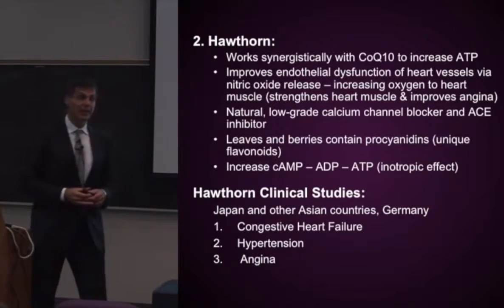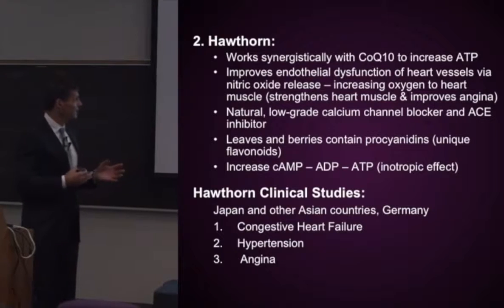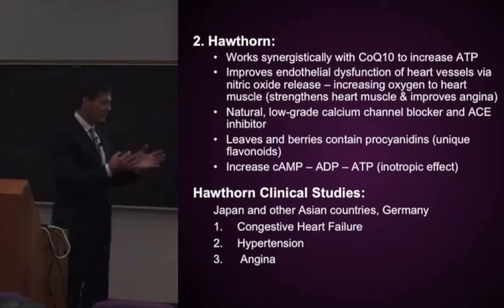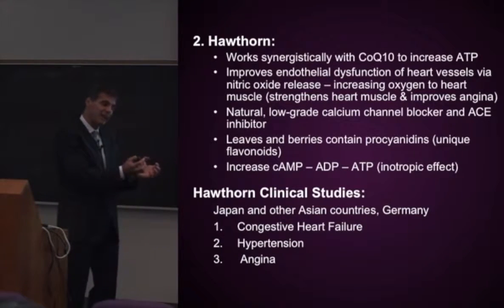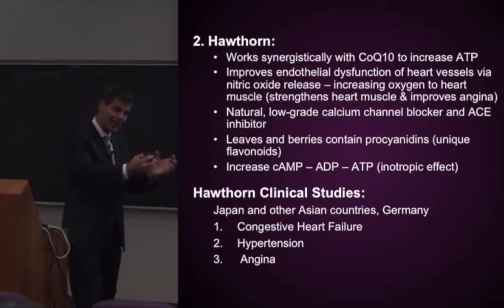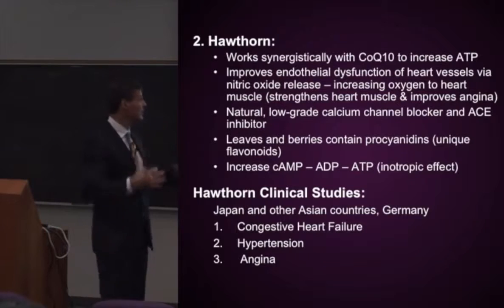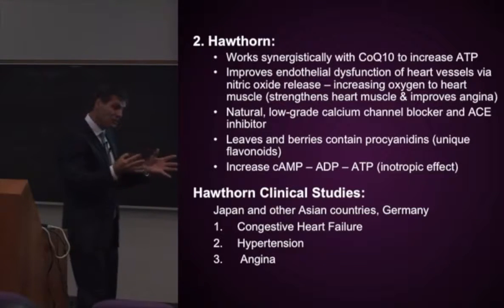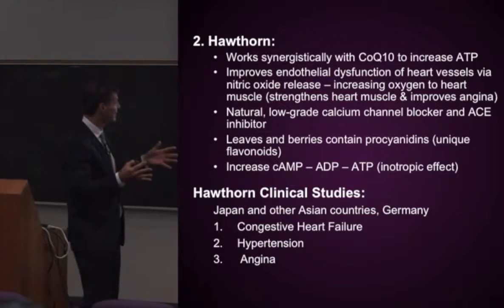Hawthorn works with CoQ10. I've mentioned this to you before. It has the flavonoid compounds that actually help to increase cyclic AMP. From cyclic AMP, you make more ADP. Then from there, you make more ATP. So Hawthorn increases energy production in the heart muscle. It also dilates the blood vessels by increasing nitric oxide.